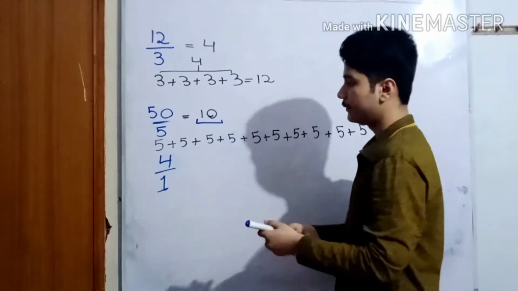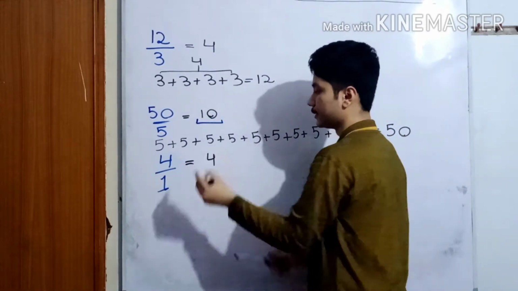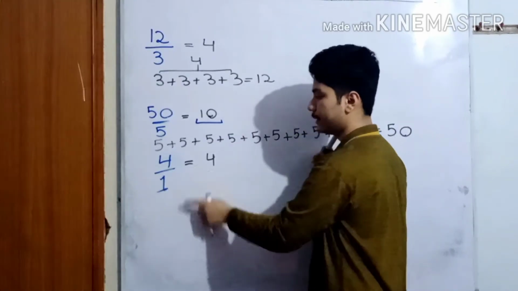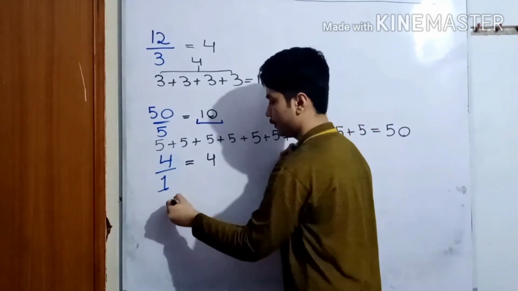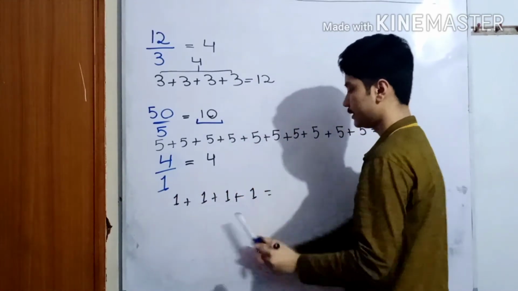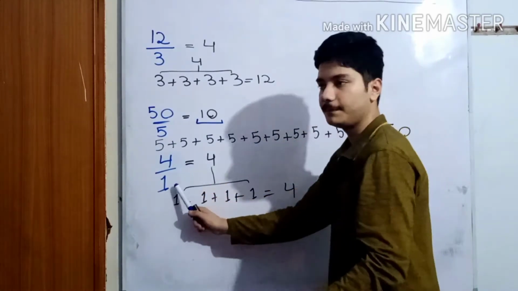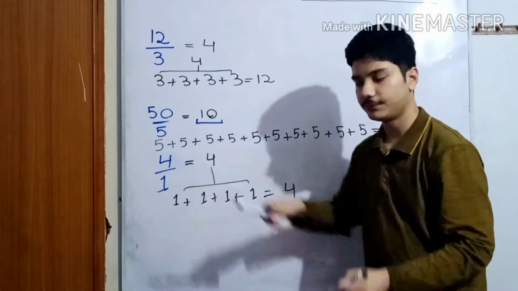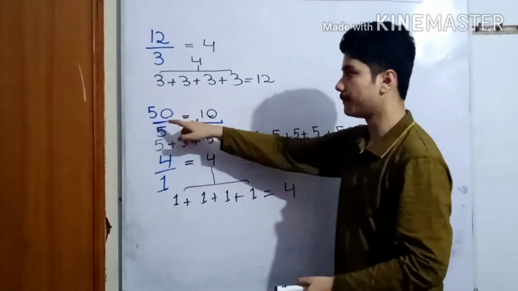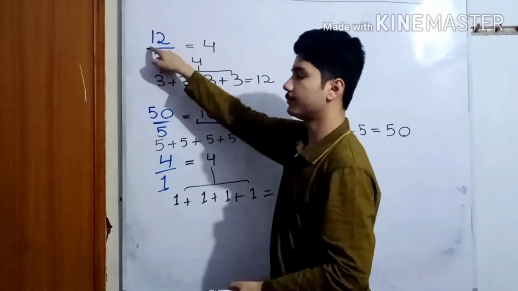Now here you can see any number divided by 1 is always equal to the same number. Why? Because when you want to make 1 into 4, you have to add the number 1 four times. So this 4 is telling me that 1 should be added 4 times in order to create 4, 5 should be added 10 times in order to create 50, and 3 should be added 4 times in order to get 12.